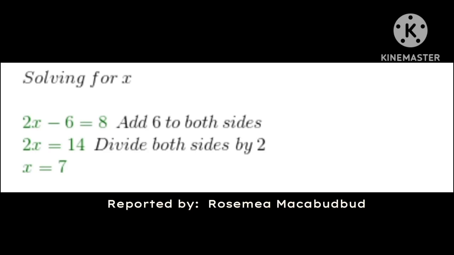Solving for x, 2x minus 6 equals 8. So add 6 to both sides. Then it became 2x equals 14. Divide both sides by 2. And the result is x equals 7. So by solving for x, you get x equals 7. Therefore, you have found a real number that makes the equation true.